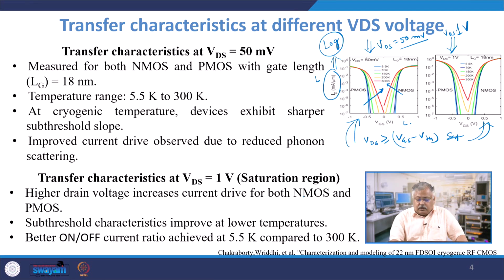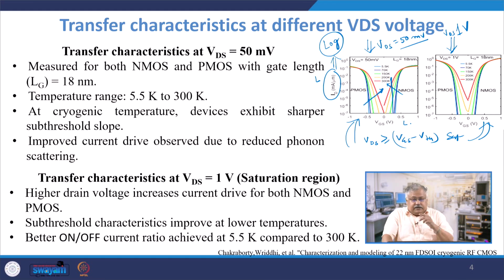Let us take up the case where LG equals 18 nanometers and your drain voltage is 50 millivolts, and you are operating at somewhere near 0.25 or 0.3. If you draw a straight line cutting these axes, as the temperature increases, for the same value of gate voltage, the current is much higher. And it will be true like that.